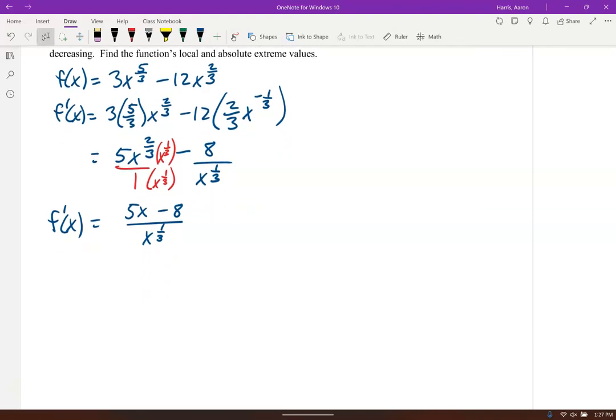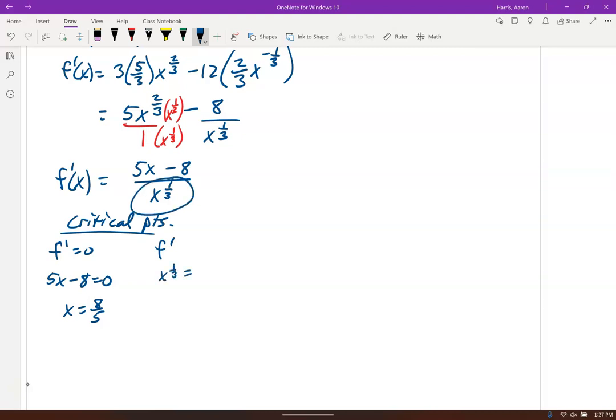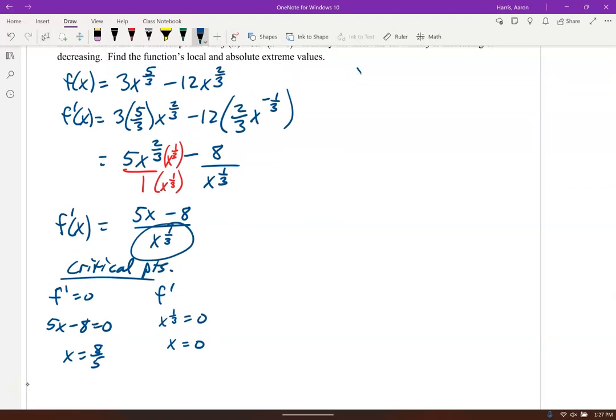Okay, and so our critical points would be where f prime equals 0. Well, if the numerator is 0, that'll be f prime equaling 0. So x equals 8/5. Of course, I would plug it into the original and make sure it satisfies the original, and it does. So it is a critical point that is defined in the original. Where is f prime undefined? Well, anywhere where x to the 1/3 equals 0. Cube both sides, and I have x being 0.